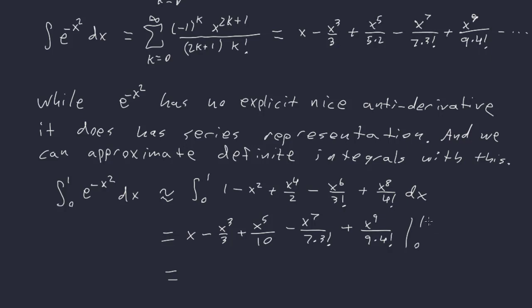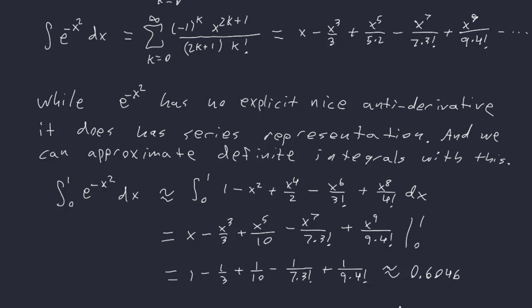And thankfully, plugging in the 0, these all go to 0. Plugging in the 1, well, it's just 1 minus a 3rd plus a 10th minus 1 over 7 times 3 factorial plus 1 over 9 times 4 factorial. Okay, so I'm going to plug that in my calculator and see what we get. All right, and I got that this is about 0.6046.